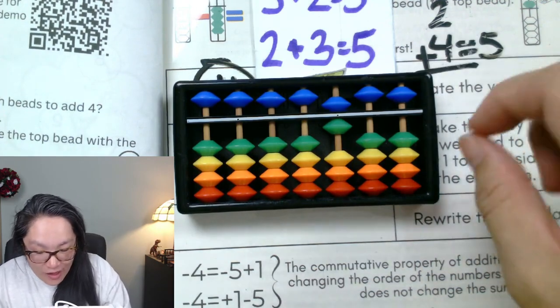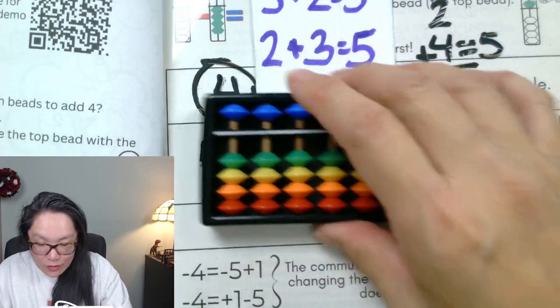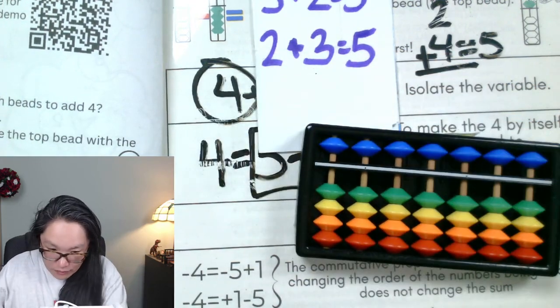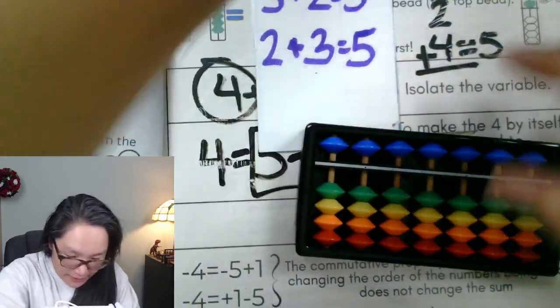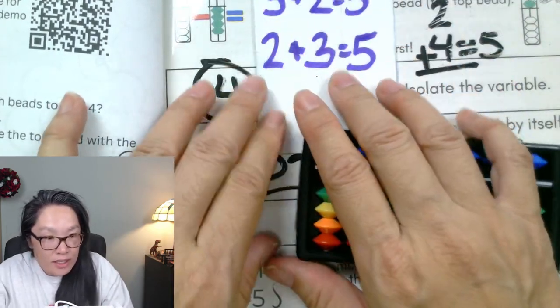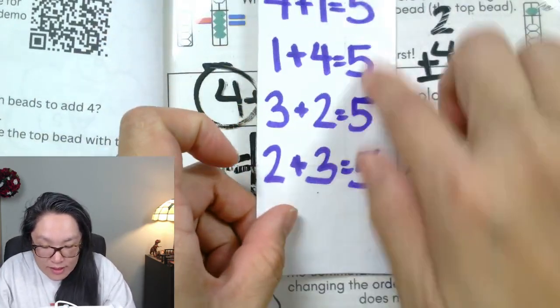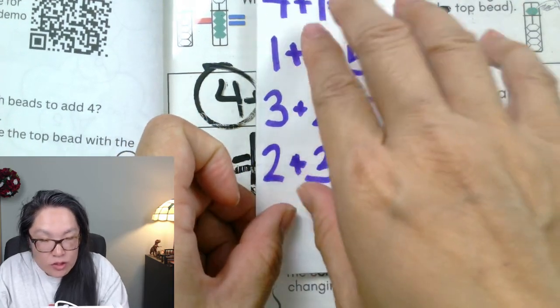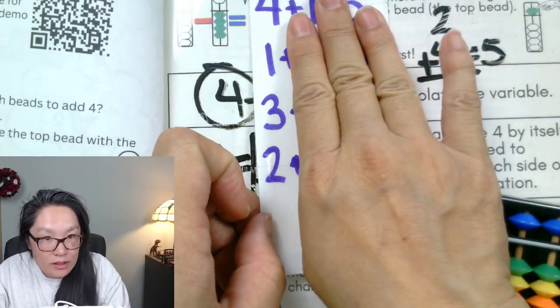So now we've done that. So what we can do is we can do more. We can do a little more to practice. And this is about focusing on the formulas. So in Abacus world, we call it formulas.